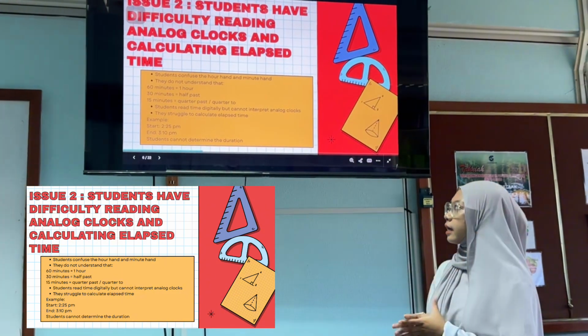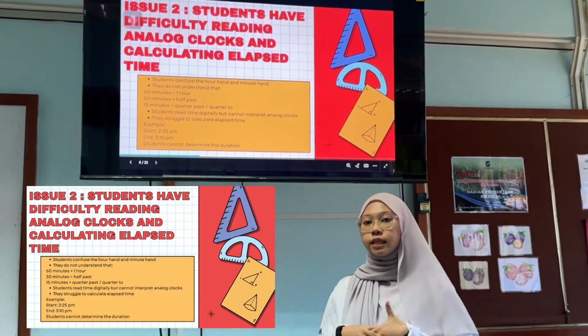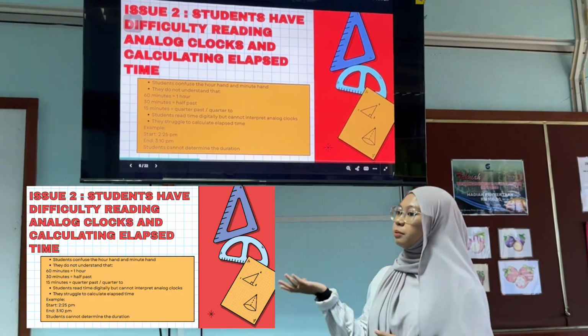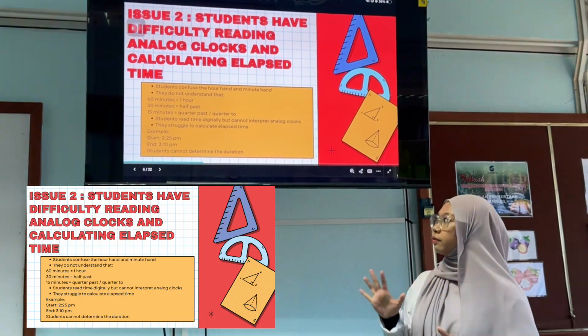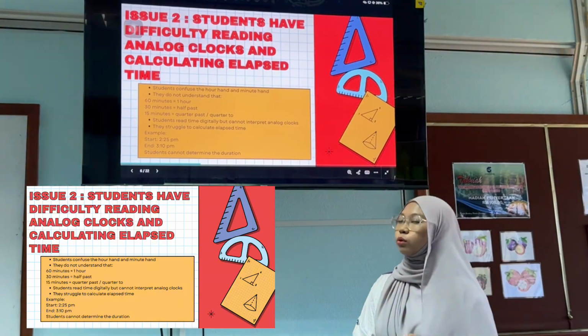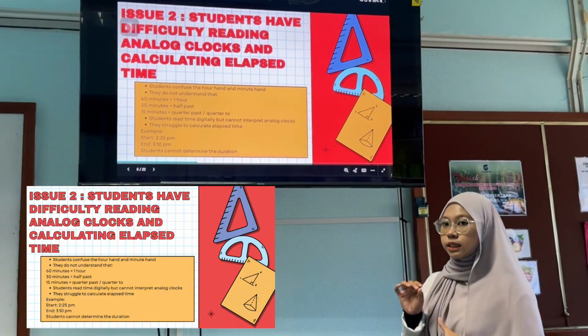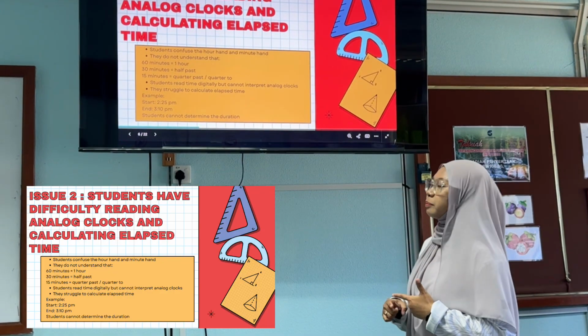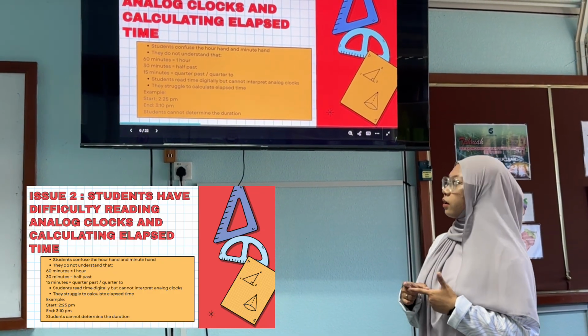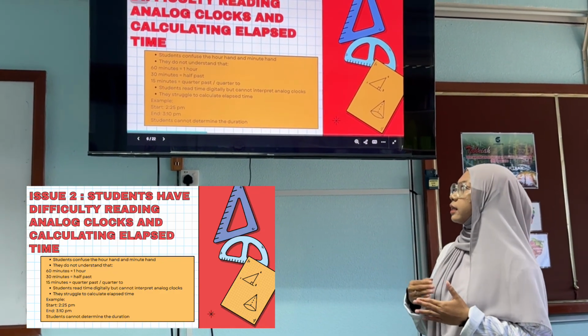They do not understand that 60 minutes is equal to 1 hour, 30 minutes is equal to half past, and 15 minutes is equal to quarter past or quarter to. Students also read time digitally but cannot interpret analog clocks. They struggle to calculate elapsed times.